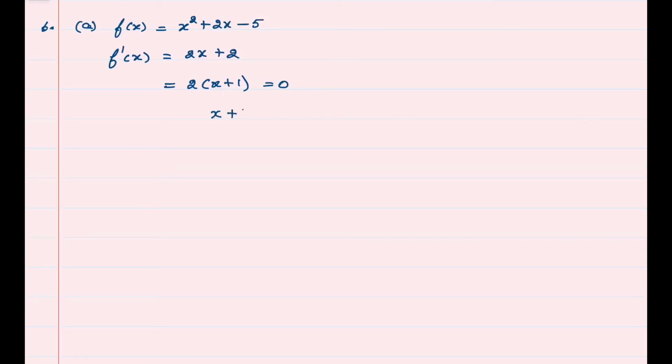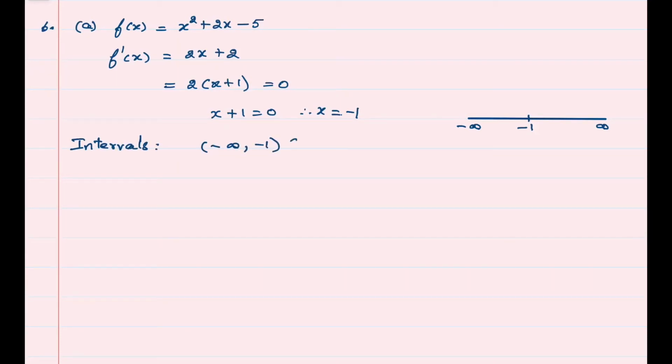X plus 1 is 0. Therefore, x is minus 1, which is a critical value. As f of x is a polynomial, the domain for this function is minus infinity to plus infinity and the critical value is minus 1. Now we will write the intervals. So we will write open intervals at the critical values. Remember, for strictly increasing and decreasing questions, we should not include the critical values in the interval. We have to write open intervals at the critical values, and infinity and minus infinity are just symbols. There also we use open interval.